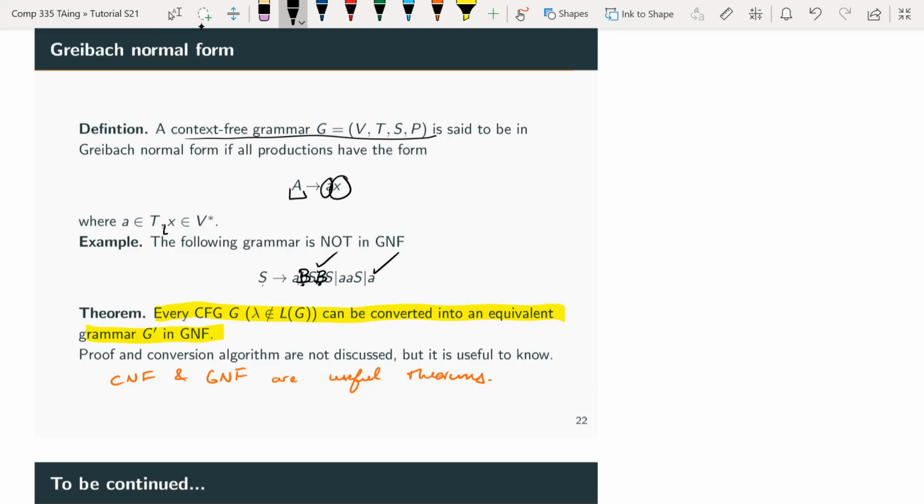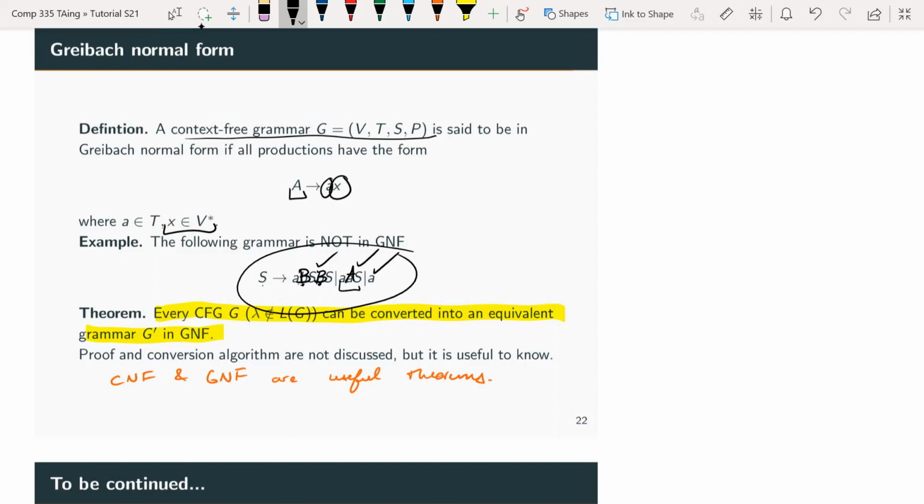Because X can be just lambda here. It could be no variables. So then this would be the only thing that wouldn't respect it. So then let's say this was A instead. Then this modified grammar would be in GNF.